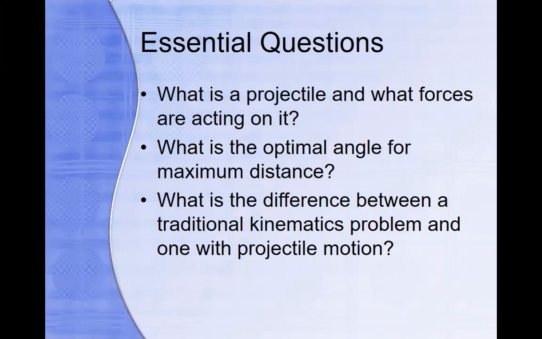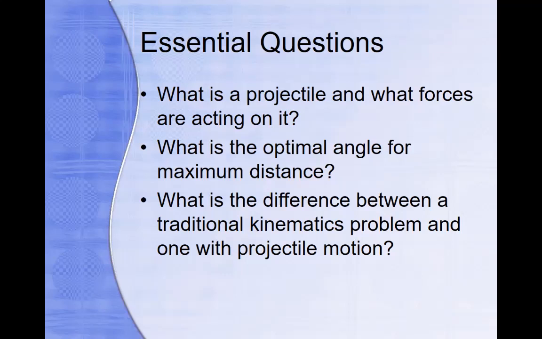we'll look at a projectile in terms of separating out the horizontal and vertical components of the velocity to be able to look at how movement of a projectile occurs within space. Number two, what is the optimal angle for maximum distance? If we launch a projectile, what angle is going to give us the greatest distance covered? And then number three, what is the difference between a traditional kinematics problem and one with projectile motion?